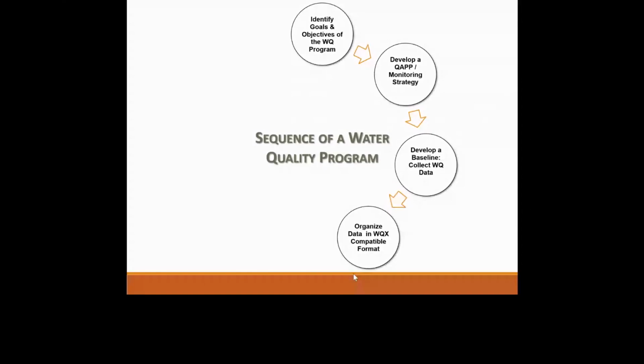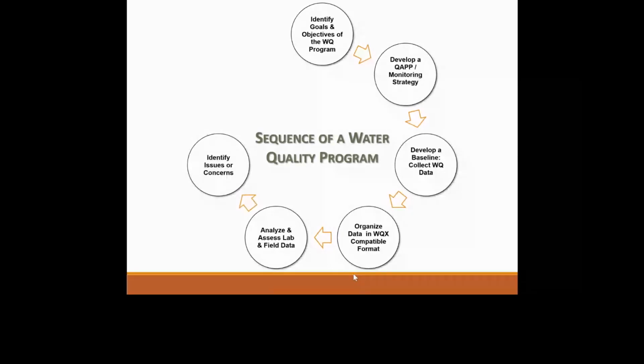This is a new requirement for our program. And we have folks here actually doing one-on-ones. If you want help doing this, that's a really helpful resource that you can utilize here today. Next, once you have your data, you can analyze it and assess the lab and field data. And that'll help you with the next step, which is to identify issues or concerns in your program or on your lands that you want to address either now or in the future.